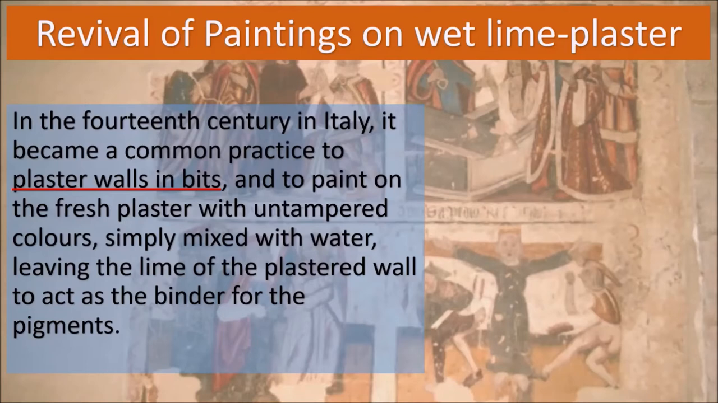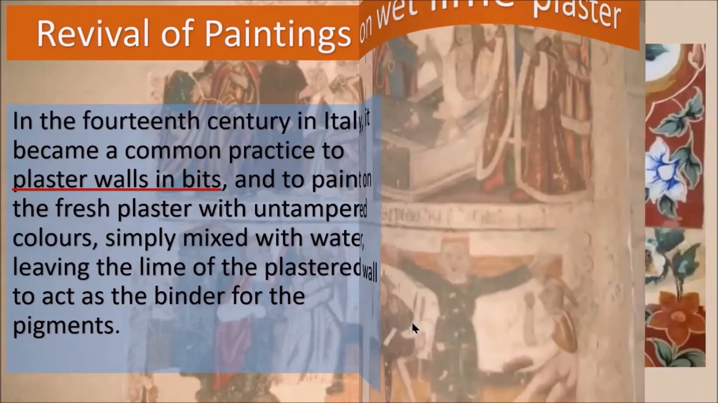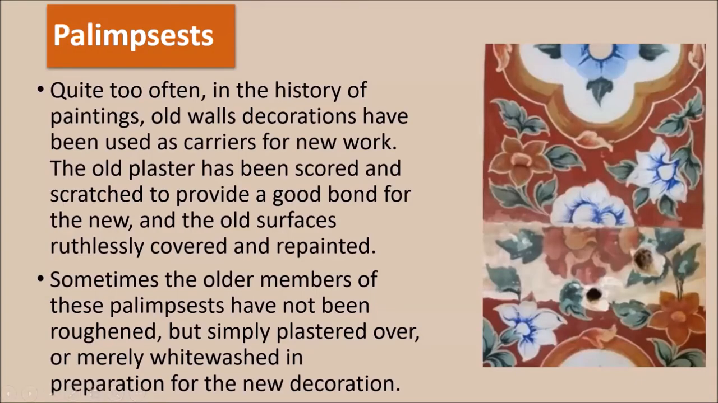So small portions were worked upon, and this is also the case in the work we did a few years back, and I had put that picture in the beginning of this presentation. I think there would be some more pictures on that. So there are different sections made, just like the picture in the background. Squarish or rectangular portions are made, and one portion is painted at a time. So this was revived in the 14th century. This is another kind of fresco that we see.